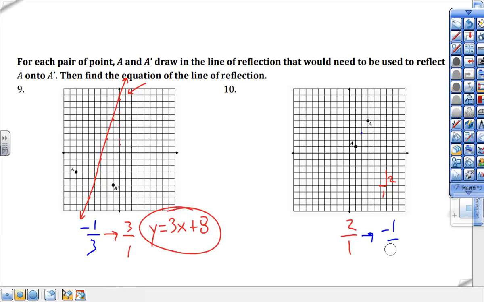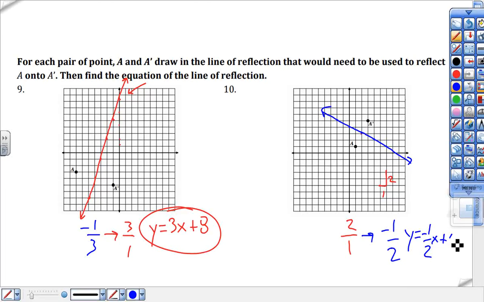I'm sorry, let's fix that. So over 2, down 1. Over 2, down 1. Stair step the opposite direction. Draw your line through them. And you can see the line that would have to be drawn to reflect over that would be y equals negative 1/2 x plus 4.